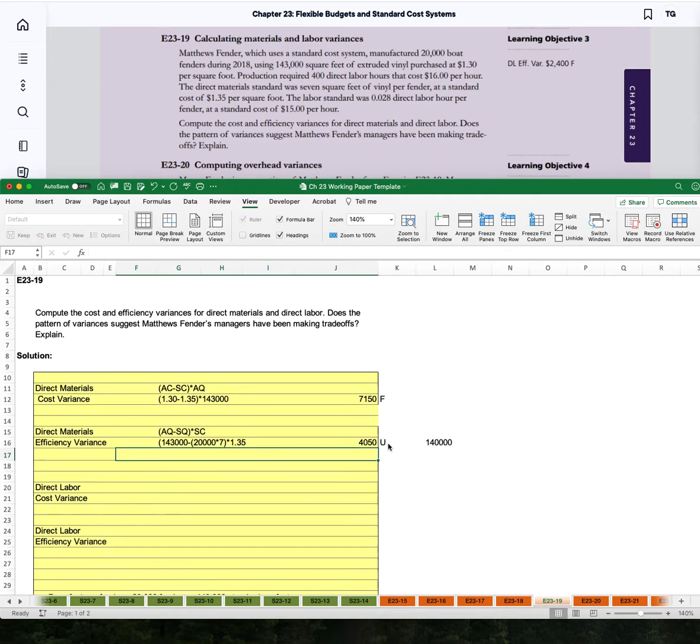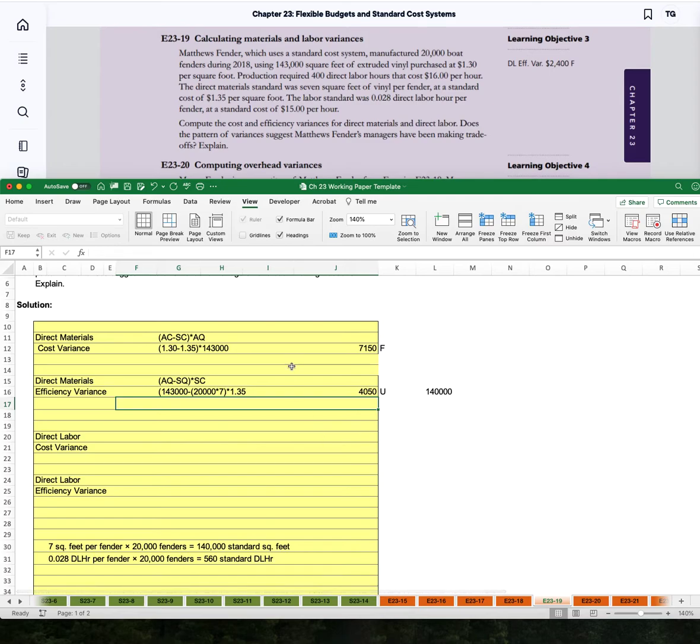And so they didn't ask us, oh, down here they did that calculation for us. Oh well. They didn't ask us to calculate the overall direct materials variance. They just had us break it down right away. But we could calculate that if we wanted to. And so overall, our direct materials variance is 3,100 favorable.